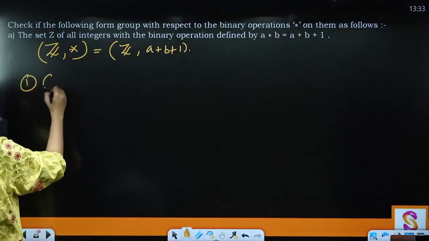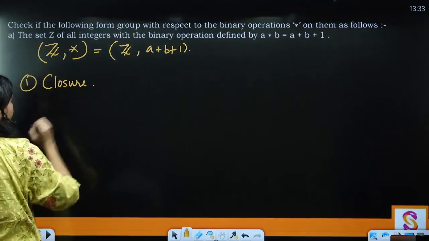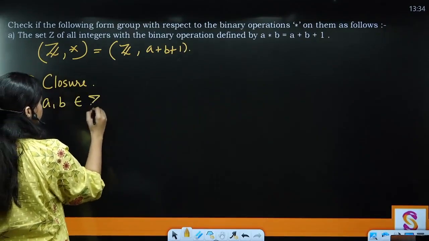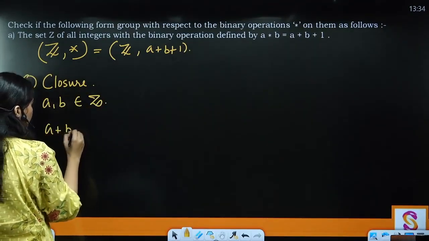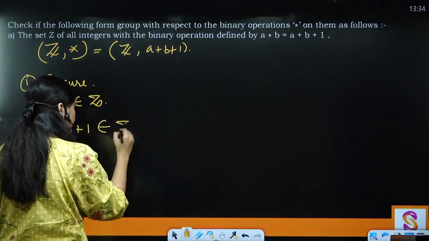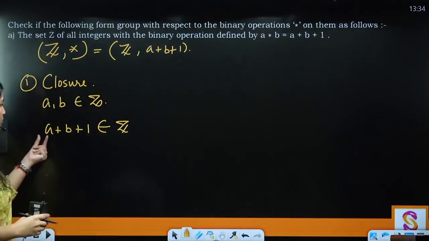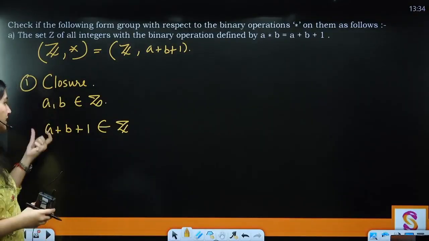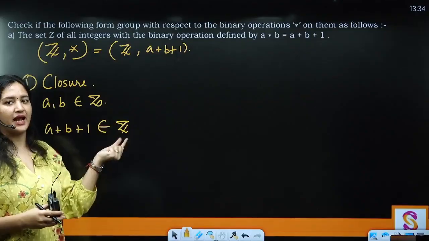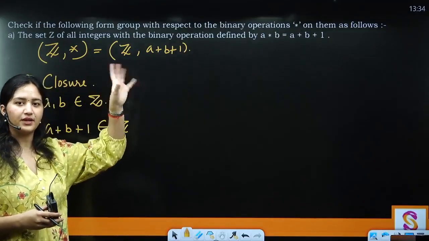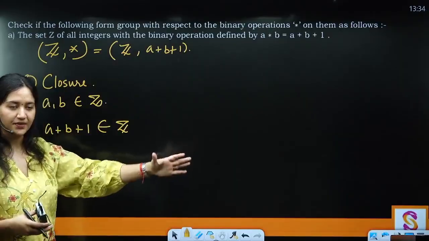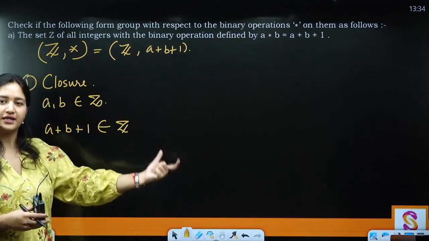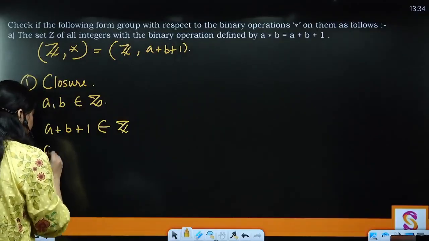Now first one is your closure. Now if a comma b are integers, then most definitely a plus b plus 1 is always going to be an integer as well, right? If this is 2 and this is 3, then 2 plus 3 is 5, 5 plus 1 is going to be 6. It won't happen that you add 2 plus 3 and then add 1 and get some 1 upon something number that is not an integer. So most definitely if you are just adding 1 to any of the integers, you are again going to get an integer. So closure property is satisfied.